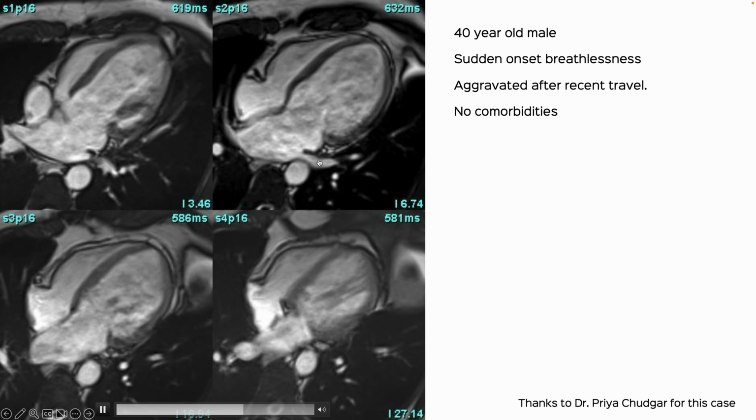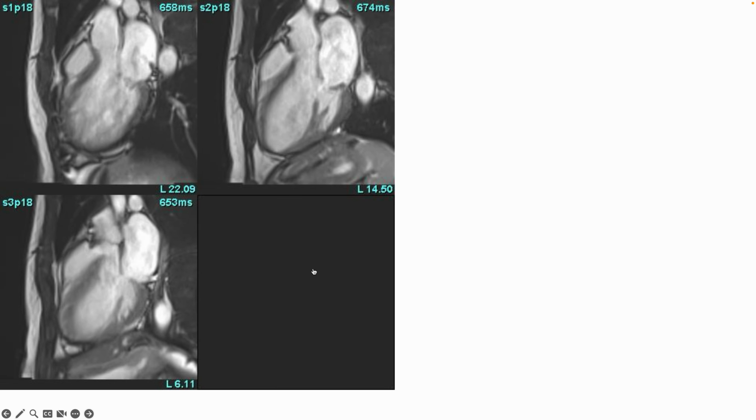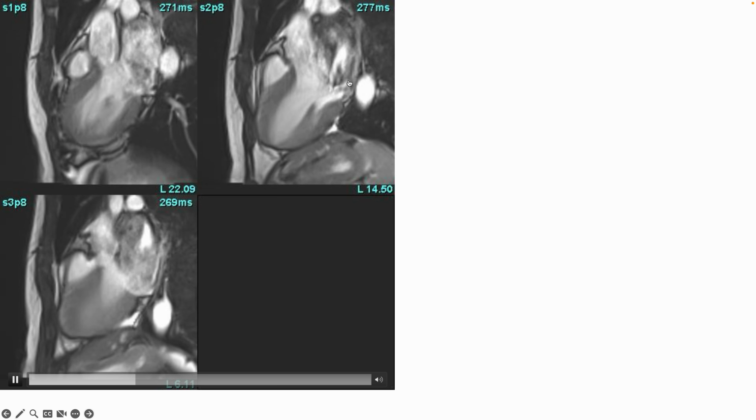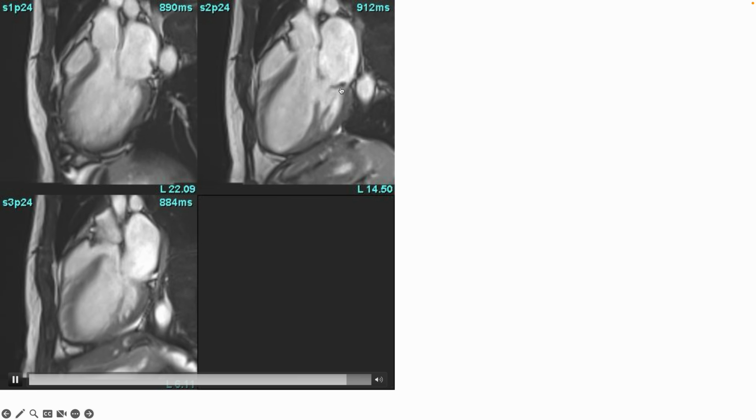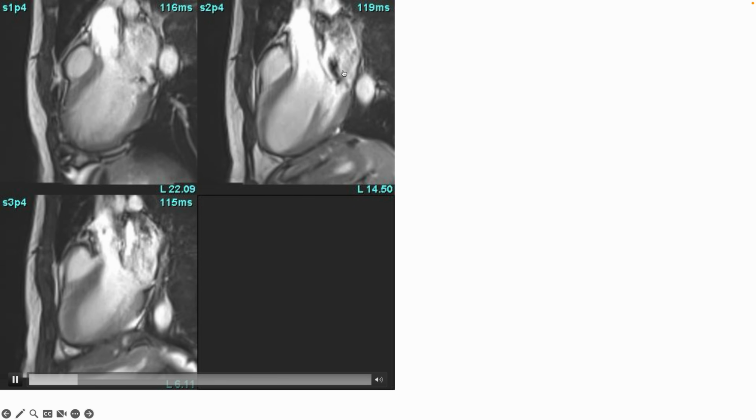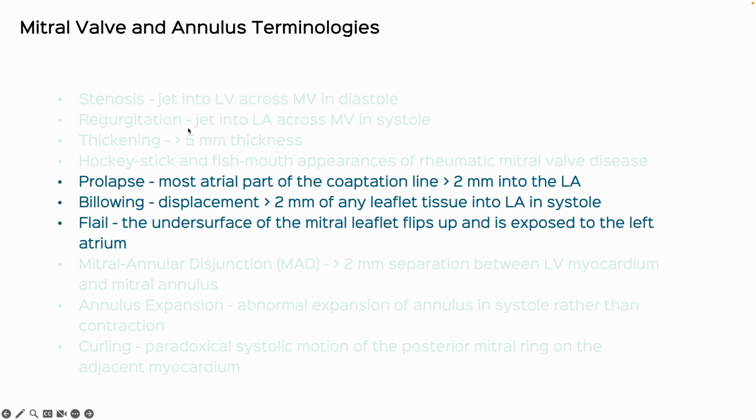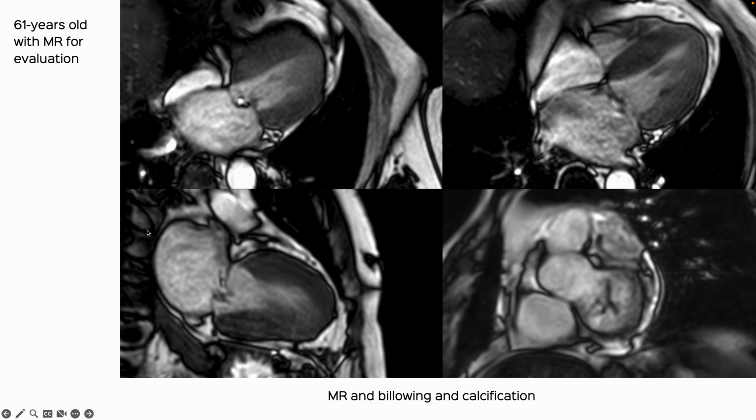It actually curves in into the left atrium, and that is what a flail leaflet would look like. And I think it's beautifully seen on this 3-chamber view where the leaflet just goes in and then curls in into the left atrium. The static images don't really show that as well as the cine images. So that's prolapse, billowing, flail. Easy to diagnose and pretty much easy to understand.